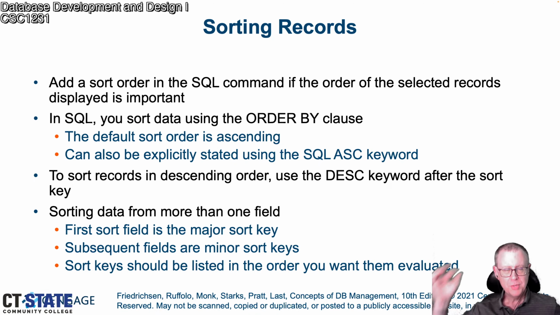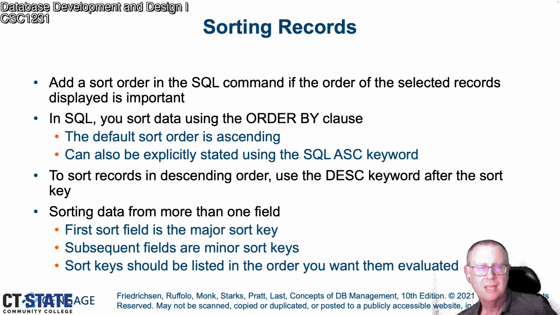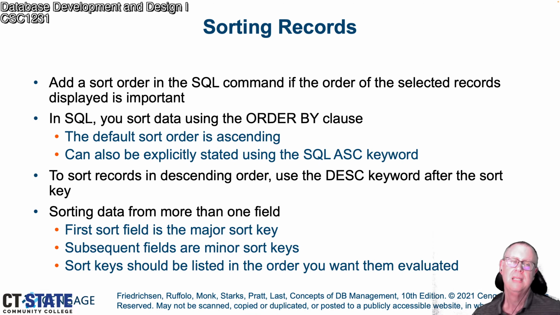You might want to sort records, and here you can sort by ascending order, and usually you use the keywords order by, and the default order by sort is ascending order. You can also explicitly state that by using the keyword ASC. If you want to go the other way and sort in descending order, you can use the DESC keyword.